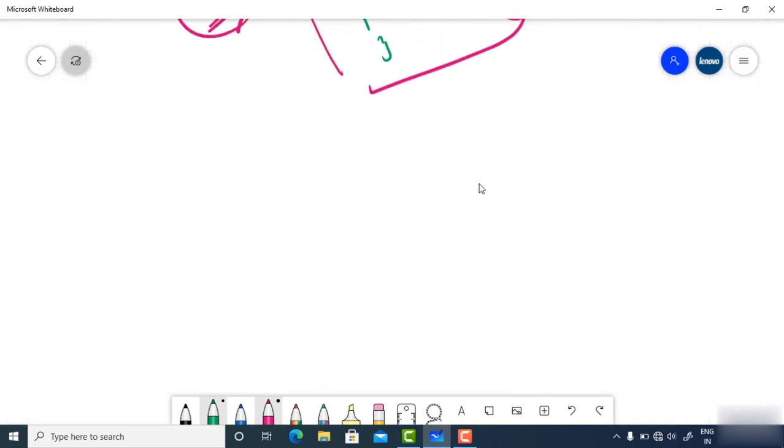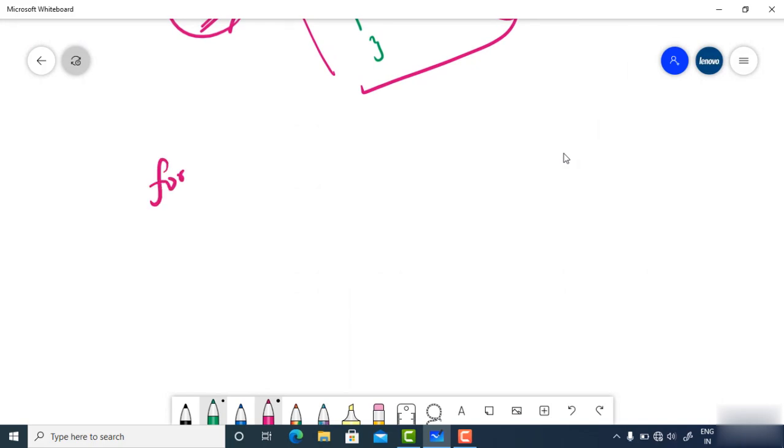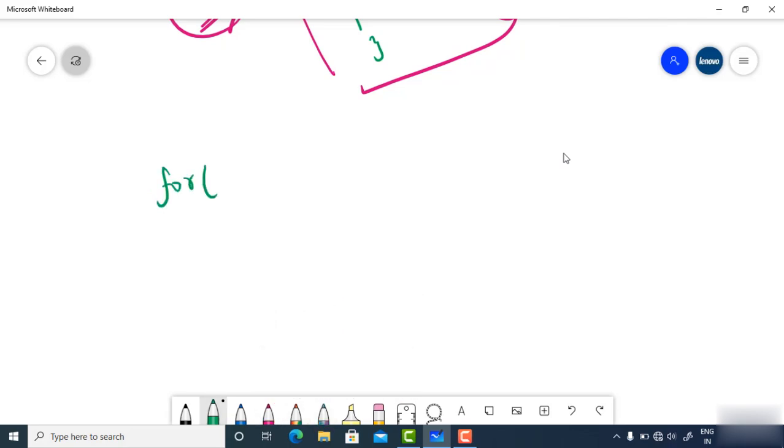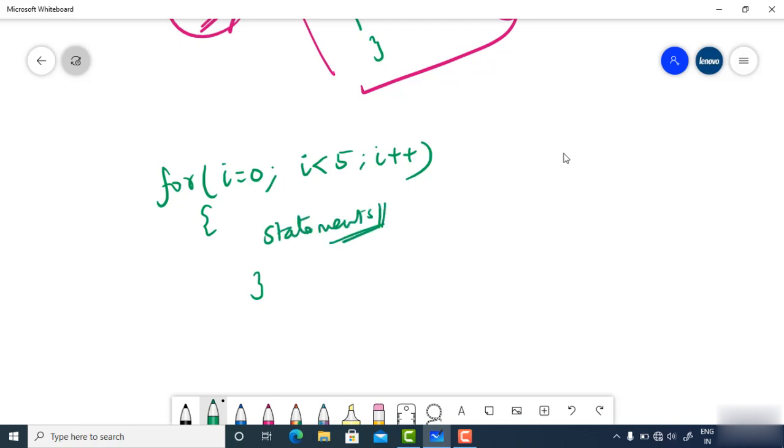Okay, let's take another example. Let us take a for loop. I'm just writing a for loop alone. So for loop, i equals 0. That's how you write a for loop in C programming, right? i plus plus, and I'll be having something inside, some statements. I don't know what those statements are, so let me write statements like that.